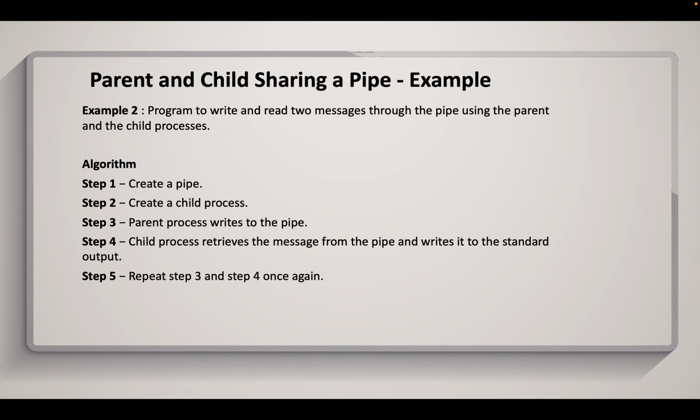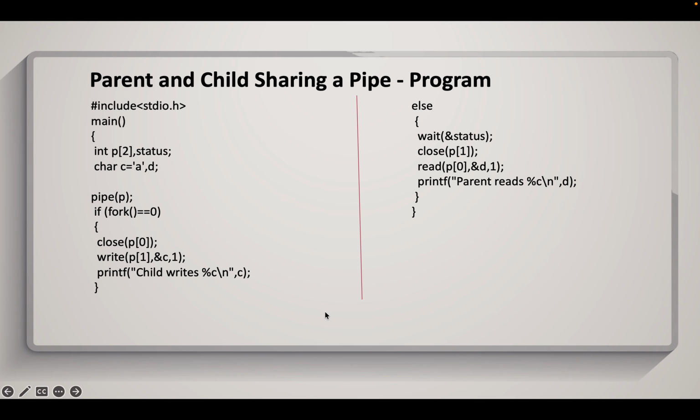So this is an example of how I write a program to read messages through a pipe using a parent and child process. Same thing, whatever I explained earlier, the same thing is here. You see we create a process. One process writes into the pipe using P[1], one end of the pipe. The other process, the parent process, reads using P[0], that is the other end. So the child process writes into P[1], and the parent process reads from P[0], that is the read end. This is the way.